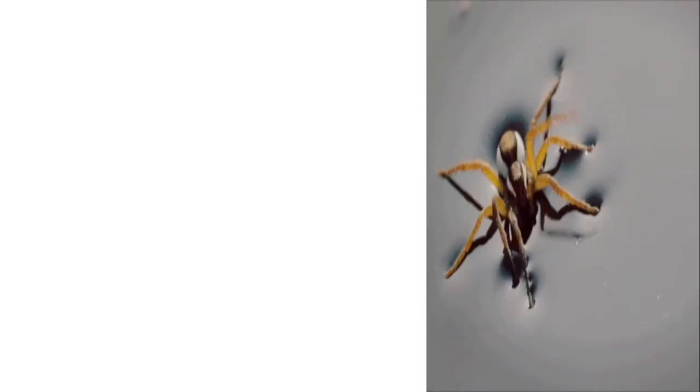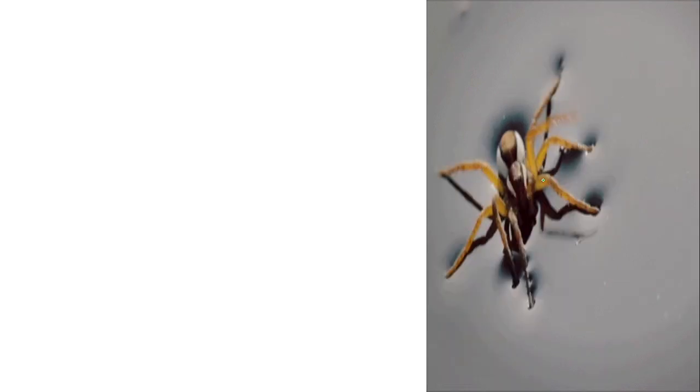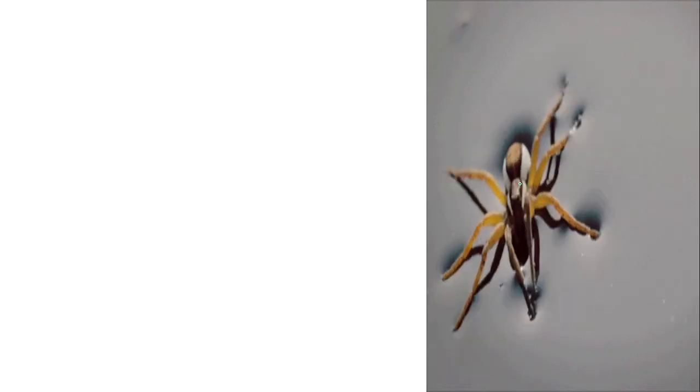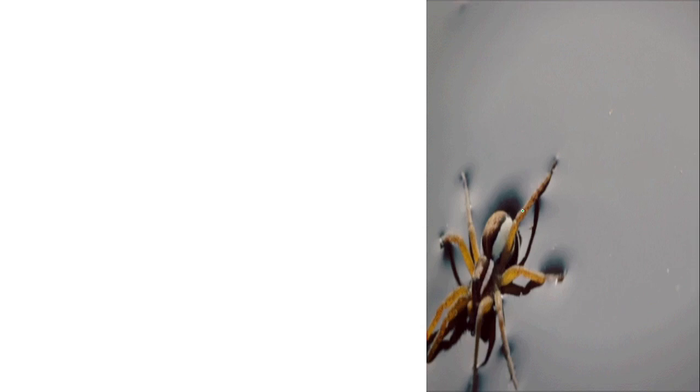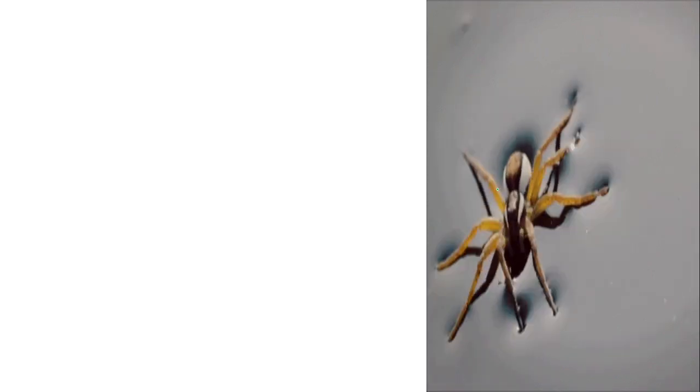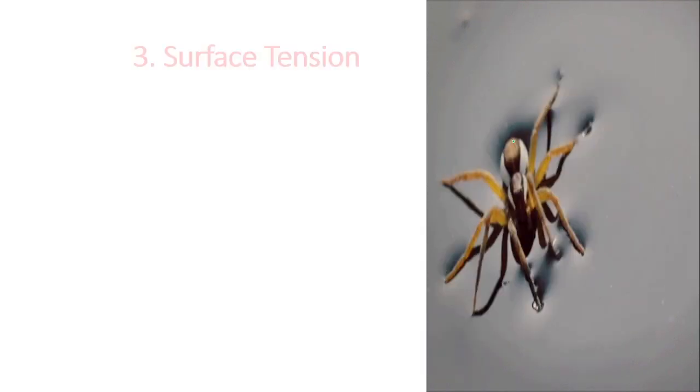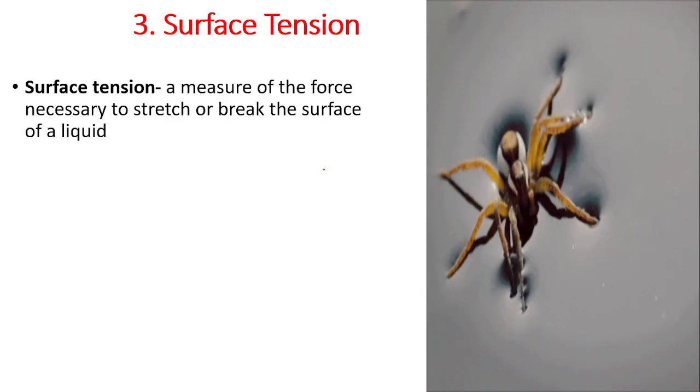We move. So, look at the spider. The spider is floating on water. If you look at the floating properties of this spider, it depends on the properties of water. The property of water which helps a spider to float on water is known as the surface tension. Due to the hydrogen bond, water has a high surface tension.